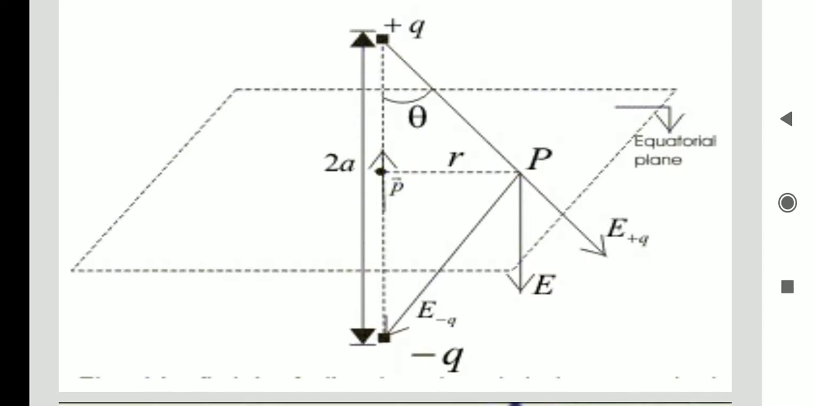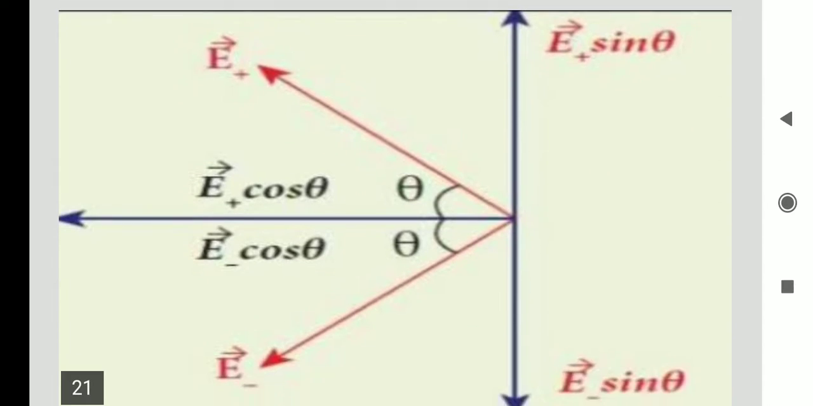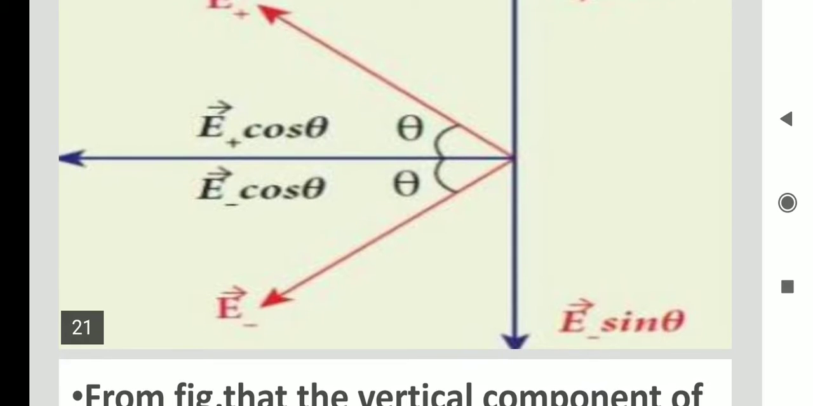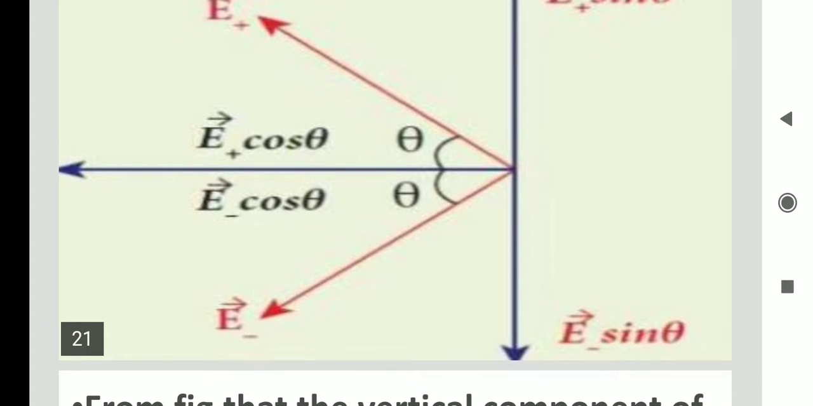See the figure: the distance between positive and negative charge is 2a, and from the center to point P the distance is r. Between the projection point P and the positive charge, the angle is considered theta. Here, the right side indicates the equatorial plane characteristics. So the positive direction is indicated upward and the negative direction is indicated downward. This is about the vertical line, but you need to talk about the concept of horizontal.